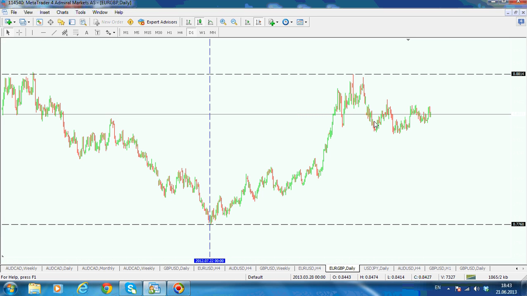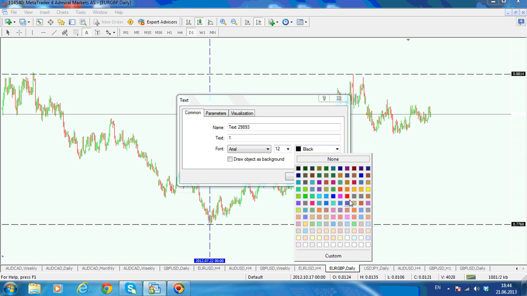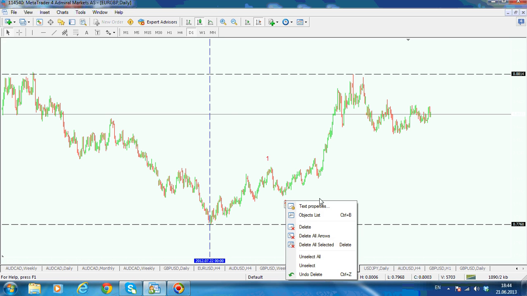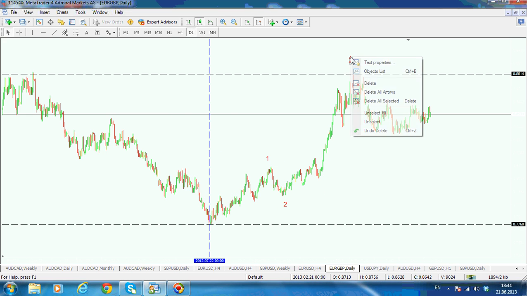So until proven otherwise, this price structure on the Euro-British Pound daily chart might still be an impulsive move, and if this is an impulsive move, then we are looking for a sequence of 1, 2, 3. Now it might very well be that this is a first wave in the form of a leading diagonal, like the one we already covered. So second wave here, and then a third wave to the upside. 1, 2, 3.